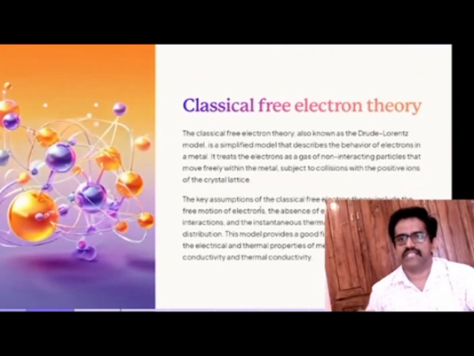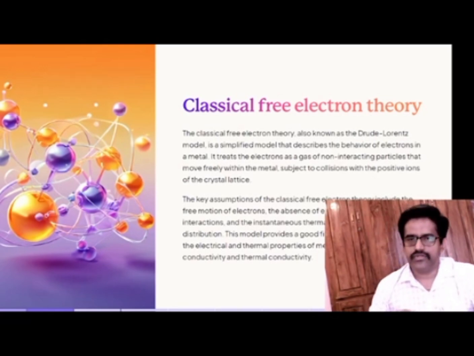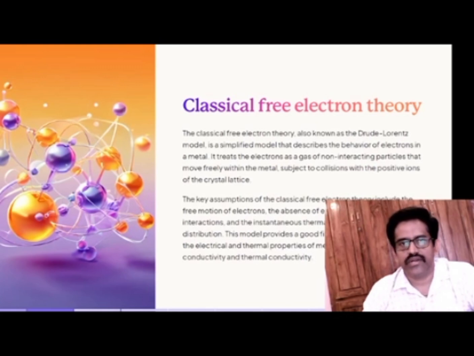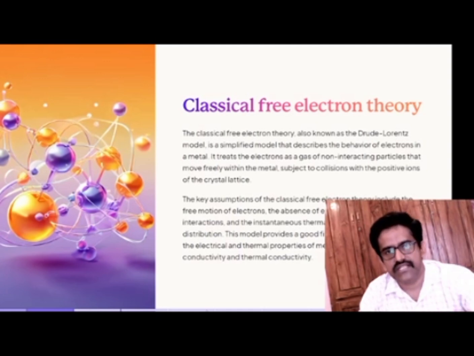Now, this is the classical free electron theory. There are some postulates of the classical free electron theory. Both scientists, Drude and Lorentz, introduced this theory, and they proposed that all metals consist of free electrons, that is, valency electrons. The solids which have valency free electrons are nothing but metals.